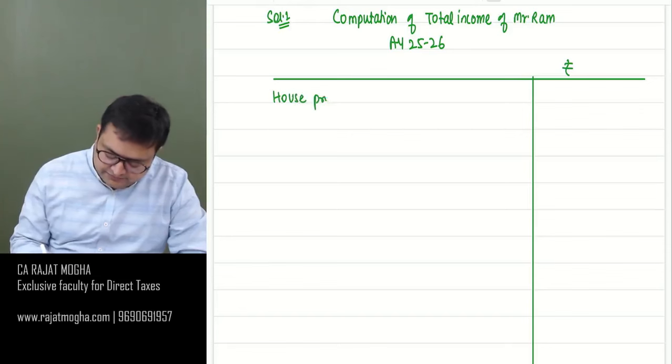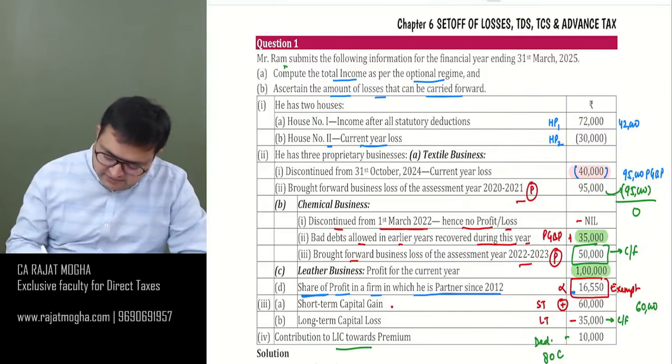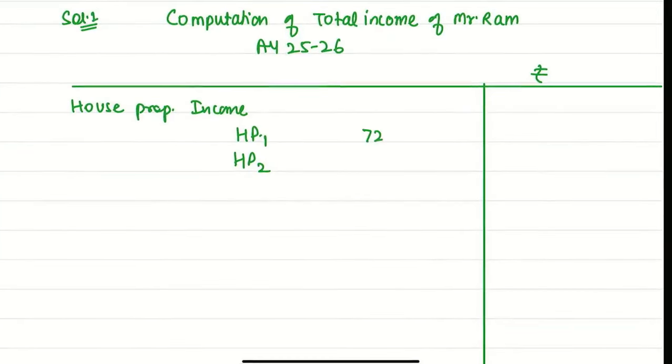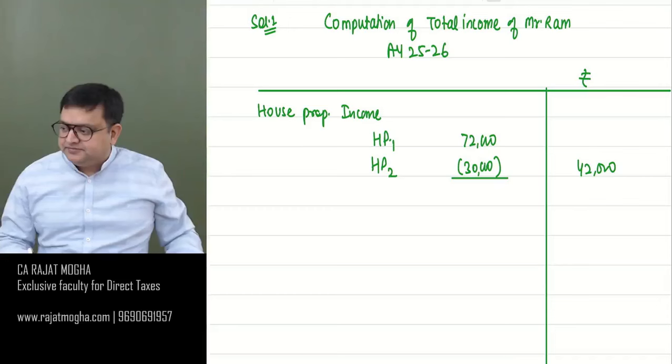House property income. House property 1. House property 2. 72 and 30. So we know that in outer column it will be 42,000, and we are sure about this because we have already checked in our calculations. It will be 42,000.